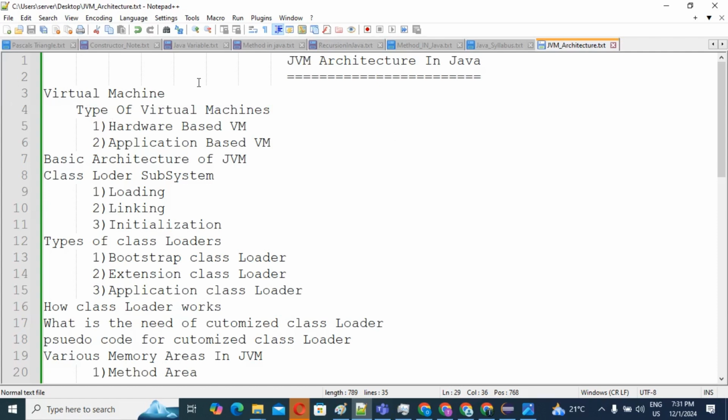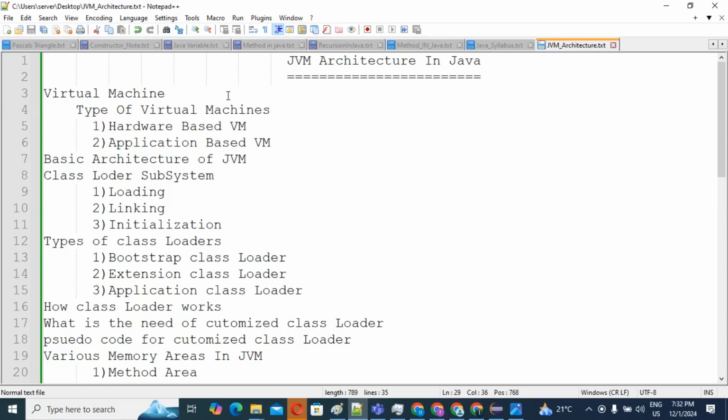If you are learning what a virtual machine is, then you should know the types of virtual machine as well. You can see here hardware based virtual machine and application based virtual machine. You should know what the hardware based virtual machine is and what the application based virtual machine is. Then the next topic is the basic architecture of JVM. I will draw one diagram in front of you, then I will explain the basic architecture of JVM, how all the components are correlating with each other. All things, guys, I will explain with one diagram.